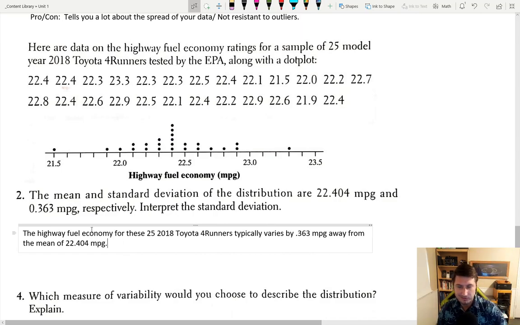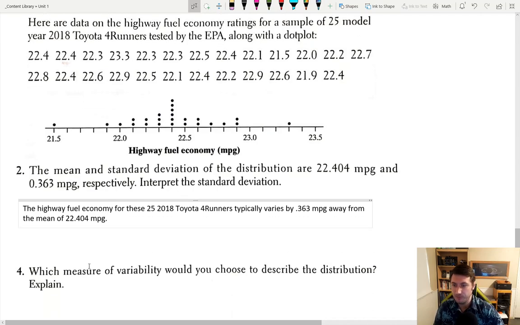So let's deconstruct that sentence. So this is our context here. The highway fuel economy for these 25 2018 Toyota 4Runners. I just copied that from the prompt. And now here's what the standard deviation means. It means those numbers typically vary by this much. This is how far away they are from the middle. Typically. Where is the middle? Away from the middle of 22.404 miles per gallon. Again, I've got units, I've got context.